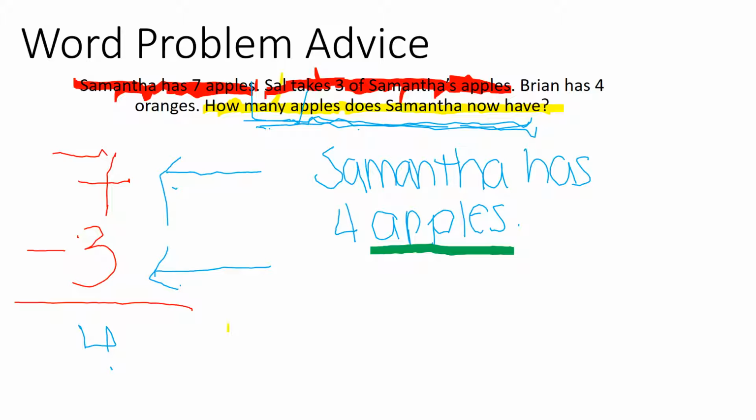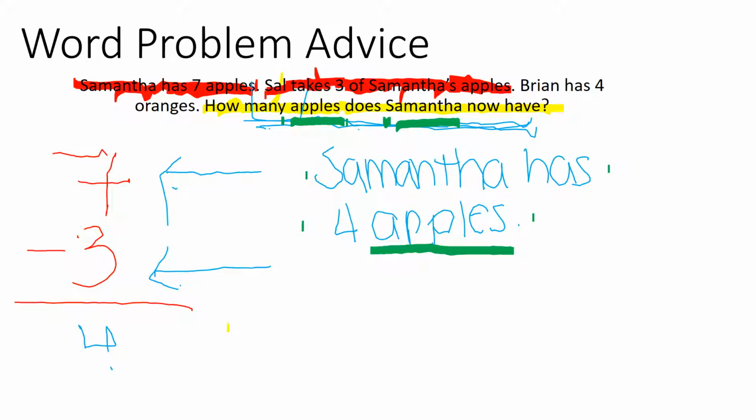Always write your answer in sentence form. Samantha has 4 apples. That's how you can double check if your answer matches the question. My answer matches the question because we are involving Samantha in the unit of apples.